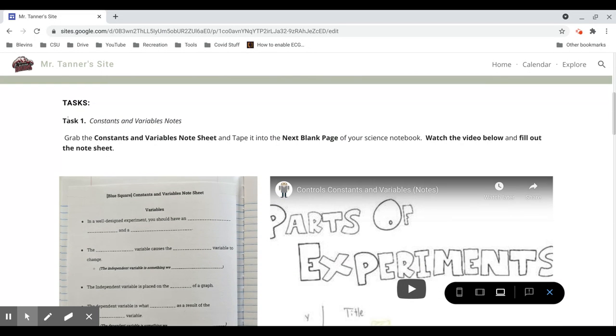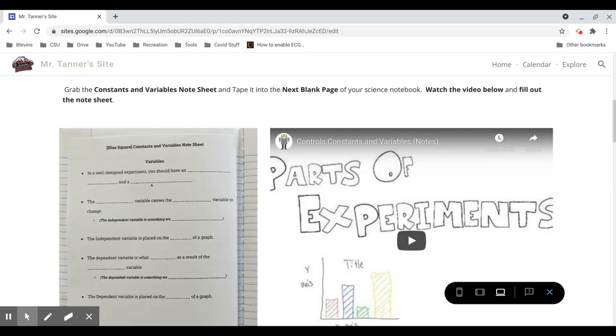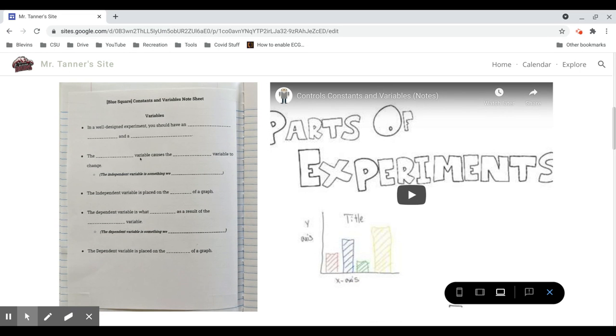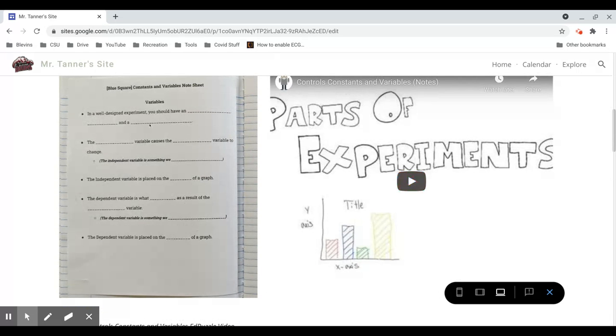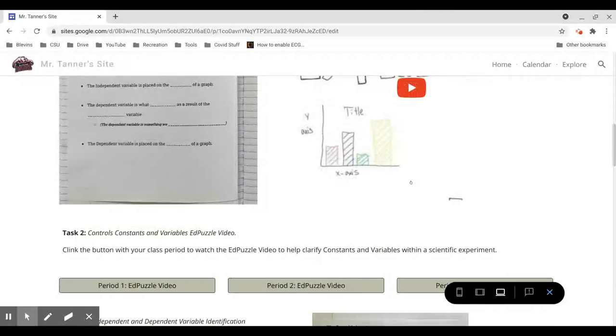Task 1 is a set of notes. You should have this packet or this page in that packet that I handed out last semester. If you've lost this packet, you will need to handwrite all of this in instead of just filling in the blank. The video to help you fill that in is located just to the right.